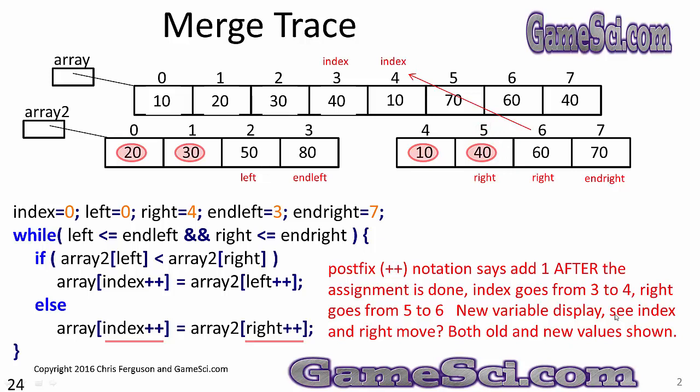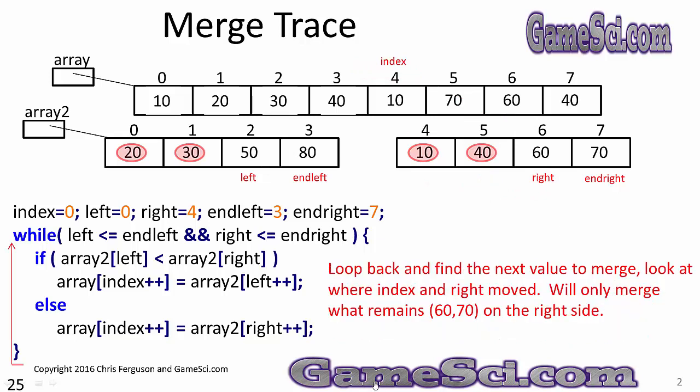This is the new variable display. See how index has moved? See how right has moved? I show both the old and new values. We'll hit the end of the loop and loop back up and find the next value to merge. Look at where index and right have moved. Index is here saying I want the next merge value to go to this position. Right has moved here, so this is the new front side of the right side of the array. We'll only merge 60 and 70 on the right side.